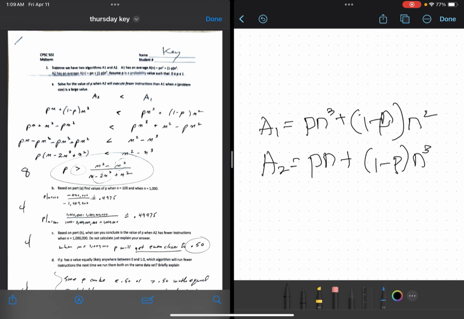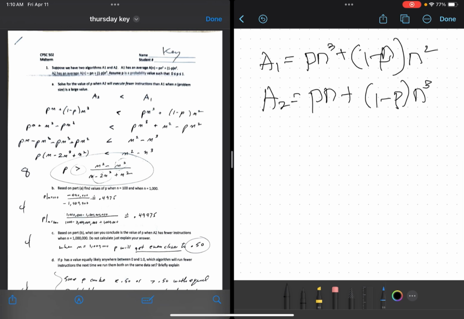A. Solve for the value of p when A2 will execute fewer instructions than A1 when n is a large value. So let's assume that n is a large value and solve for the value of p when A2 will execute fewer instructions. Obviously we will write down A2 is less than A1, because only if the time complexity of A2 is lesser is it going to run fewer instructions. If we write A2 less than A1, I want you to look at the PDF here, which is the official key, and we are going to simplify for p.